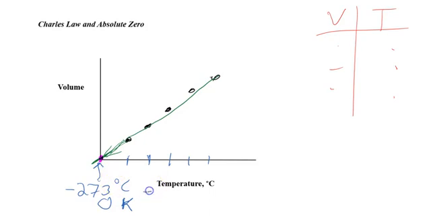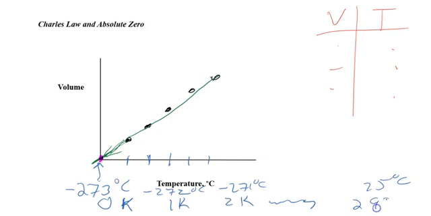So minus 272 we're going to call 1 Kelvin. Minus 271 degrees C, we're going to call 2 Kelvin, and so forth, till we get up to room temperature at 25 degrees C, and we call that 298 Kelvin. And so that's why we use Kelvin. It's an absolute scale because there aren't any negatives. You can't have a negative volume, so 0 Kelvin is the coldest you can get, and we just work our way up from there.